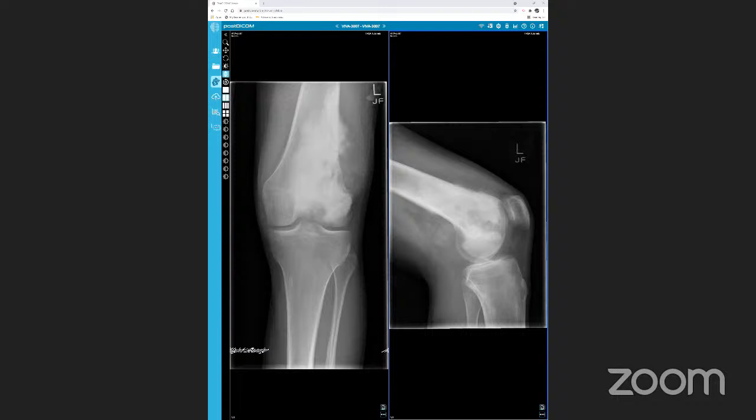My main differential would be a primary bone lesion, but other things to consider would be a metastasis. My main differential would be osteosarcoma. I would recommend further imaging with an MRI, inform the clinicians and ask them to refer to a sarcoma MDT. Brilliant. Okay, so bone tumor MDT basically.